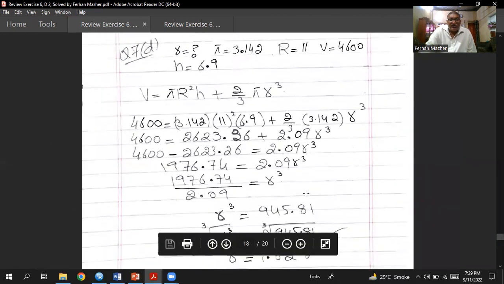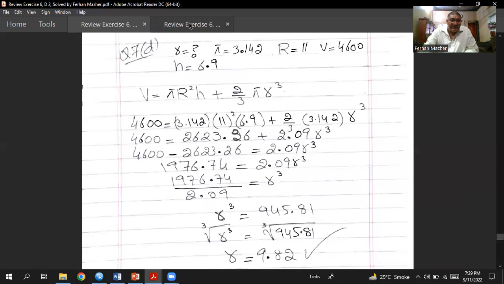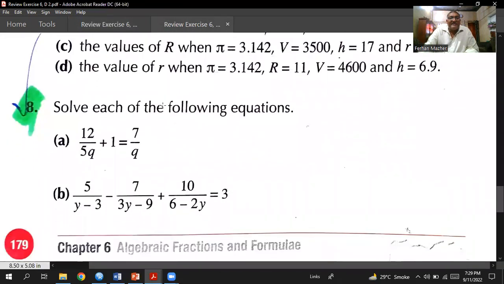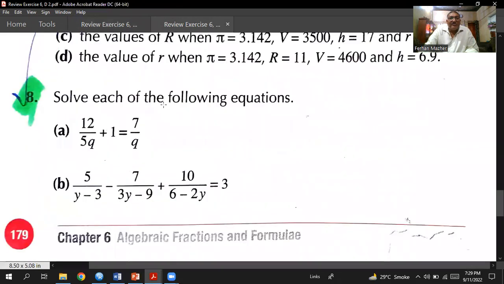So my dear students, you should have calculators with you, and we are using a scientific calculator. That's why this calculation is so easy. So that was question number 7. Now we are on question number 8 of the exercise review 6 from the book D2. Solve each of the following questions.